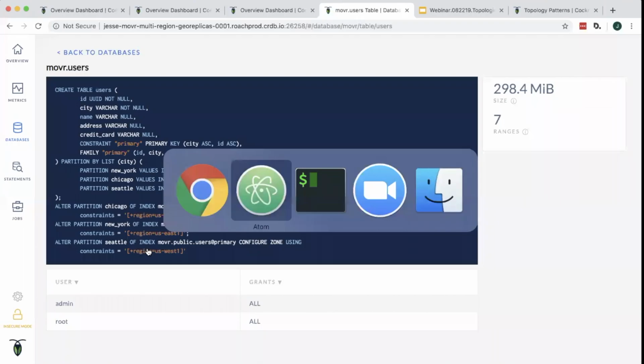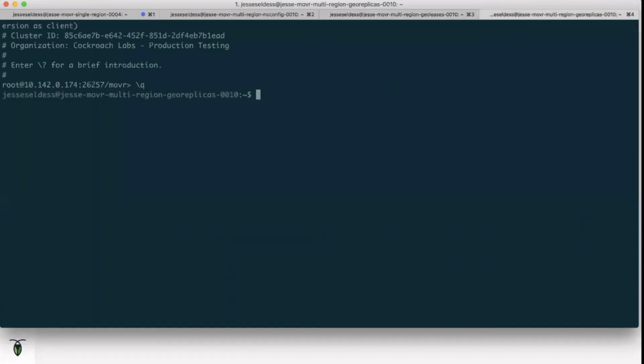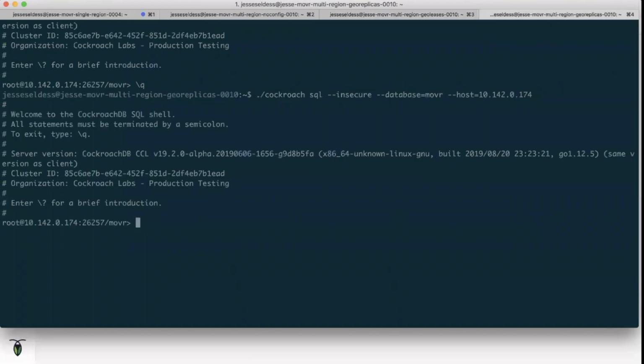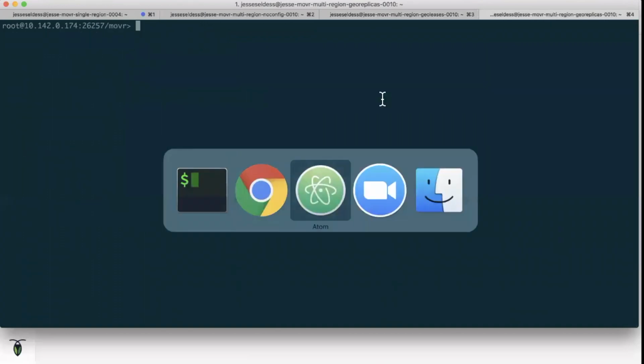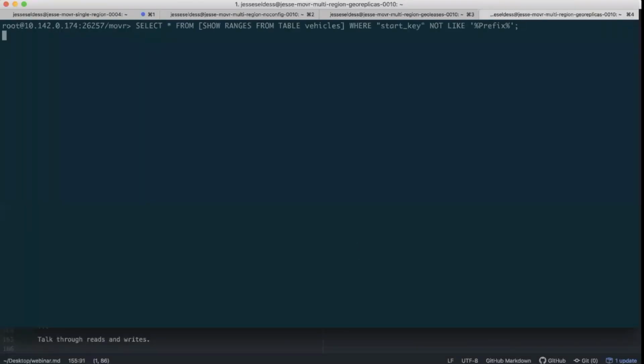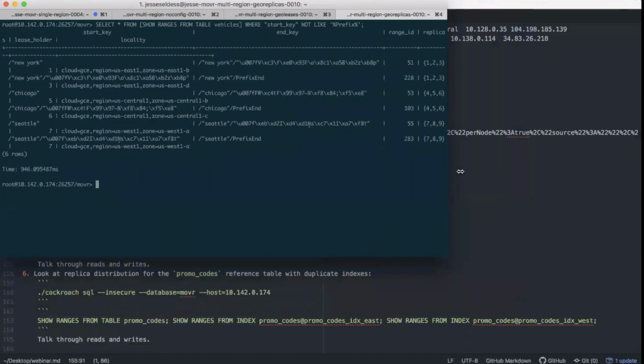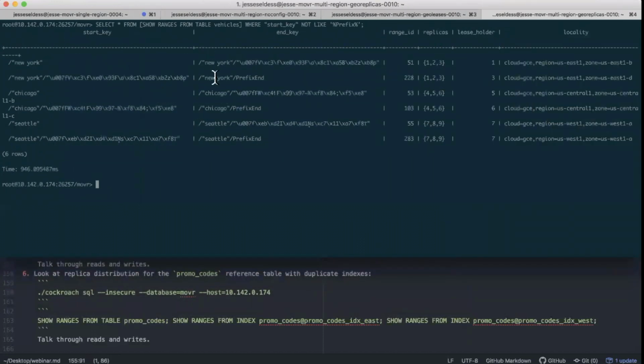And let me see, I'm going to actually demo this once again in the terminal. All right, we're on the SQL shell here. All right, we're looking at the vehicles table, just like we did last time. And now these are the two ranges for the New York partition of the vehicles table. And you can see that all three of the replicas are pinned to the US East region. They're all on different nodes in the US East. Of course, the leaseholder is also in the US East.